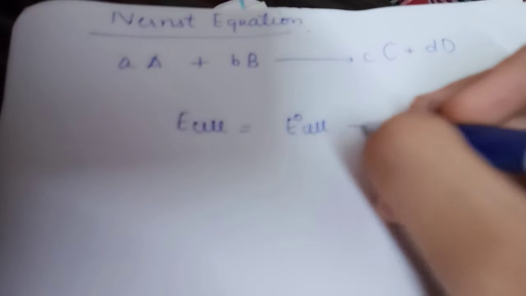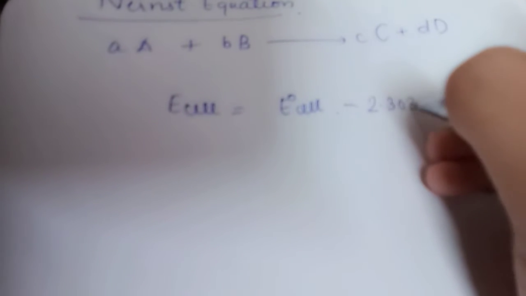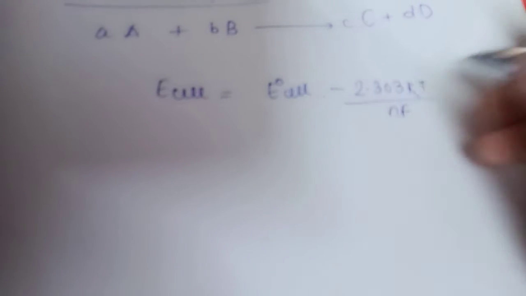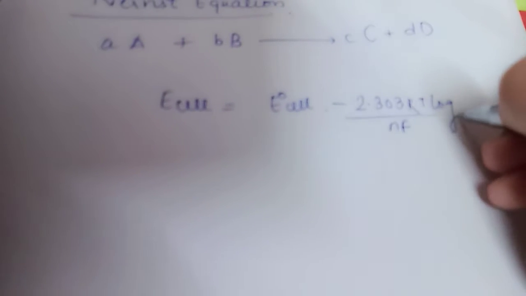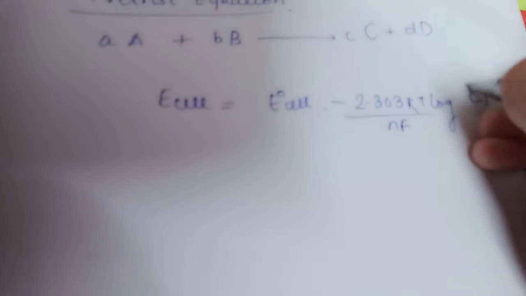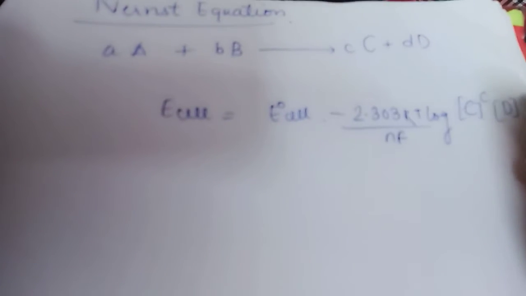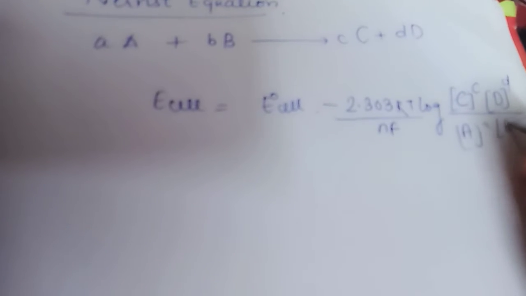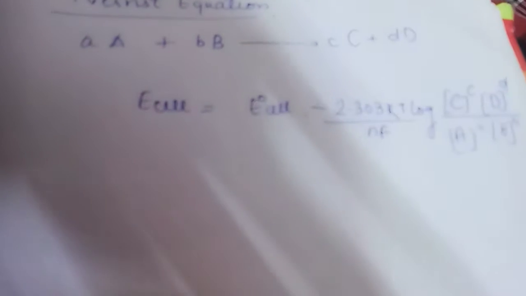Then the Nernst equation is E cell equals E naught cell minus 2.303 RT by nF log, below is C and its stoichiometric coefficient is c, D and its stoichiometric coefficient is d, A its coefficient, B its coefficient. So this is the Nernst equation. Clear?